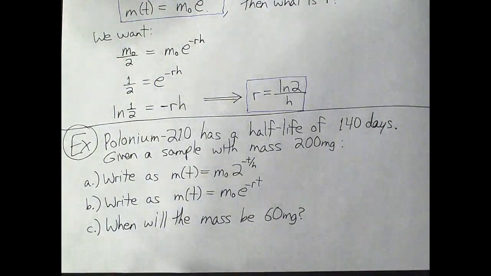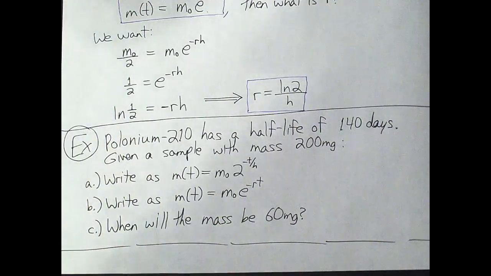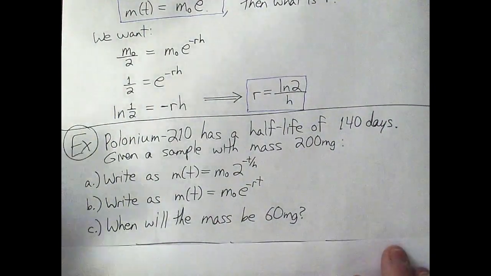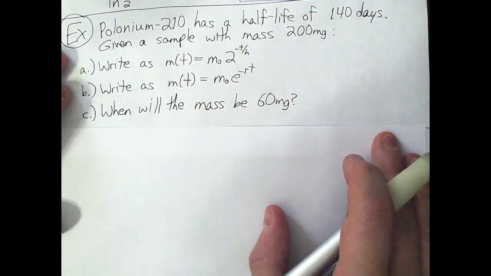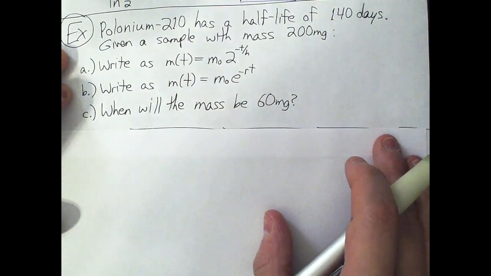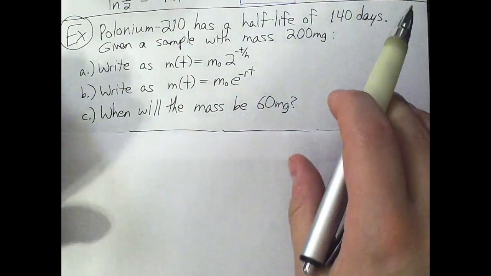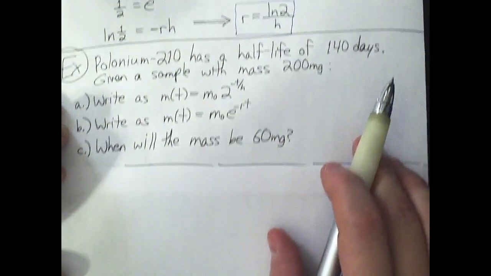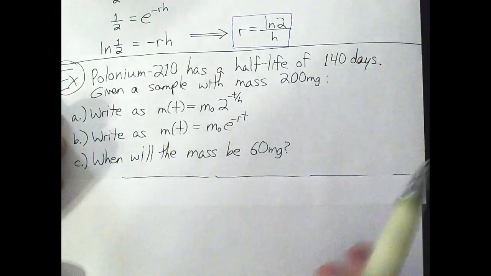All right, we need a fresh sheet of paper for this, I think. I think part A and B will be quick. Really, the whole thing won't be too bad. Oh, and by the way, we're using the stuff from above, so even though this problem didn't give it to us, we know r equals ln 2 over h could be used here.